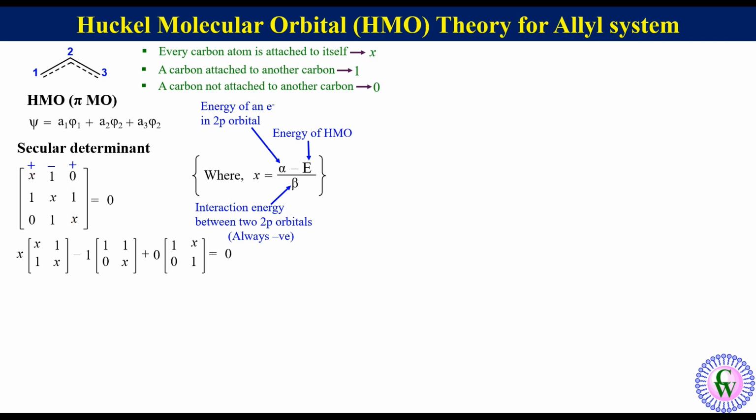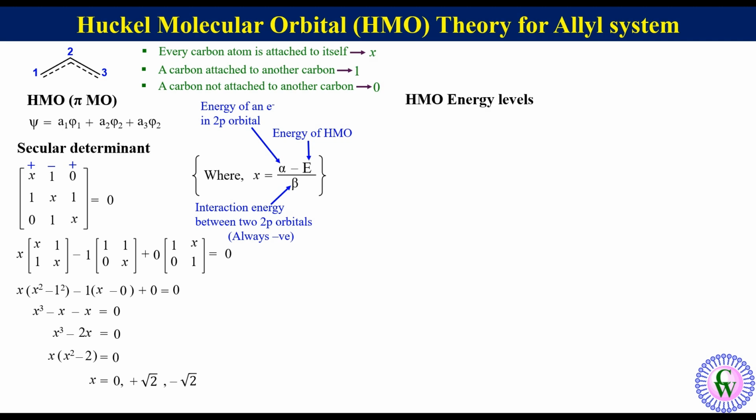Further simplification by solving 2 into 2 matrices will give x into x square minus 1 minus 1 into x minus 0 plus 0 is equal to 0, or x power 3 minus x minus x is equal to 0, or x power 3 minus 2x is equal to 0, or x into x square minus 2 is equal to 0. So there will be three values of x: 0, plus root 2 and minus root 2.